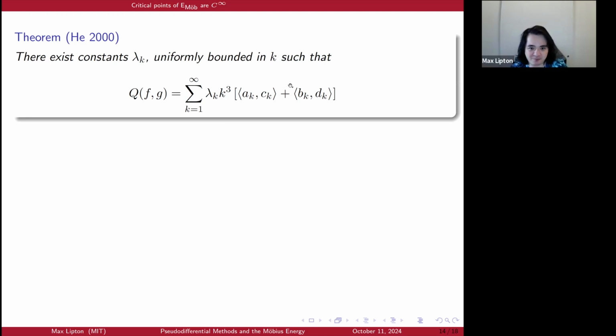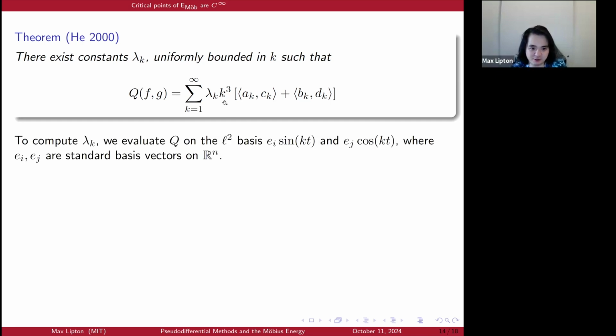And so the important thing here is that the coefficients of the quadratic form with respect to each of the basis components grow cubically with respect to the index. And so to compute these lambda k's, we can evaluate the quadratic form on the standard little L2 basis, e_i sine kt, e_j cosine kt.